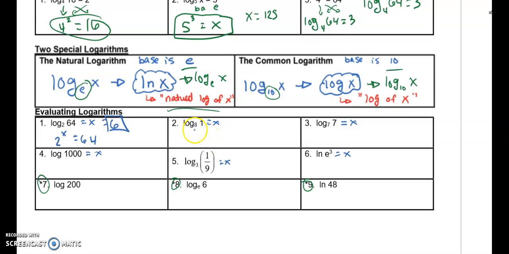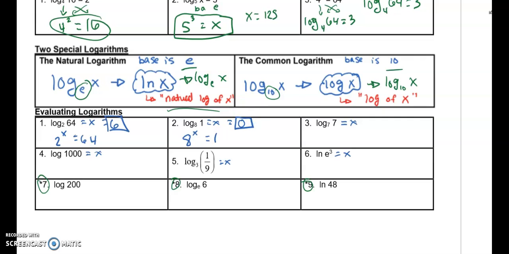Number 2, log base 8 of 1 equals x. That's log form. Let's convert it to exponential form. Drop the 8, swap the x and the 1. 8 to the x equals 1. Well, there's only one exponent that we can apply to get an output of 1, and that is 0, right? 8 to the 0 would equal 1. So this would equal 0.